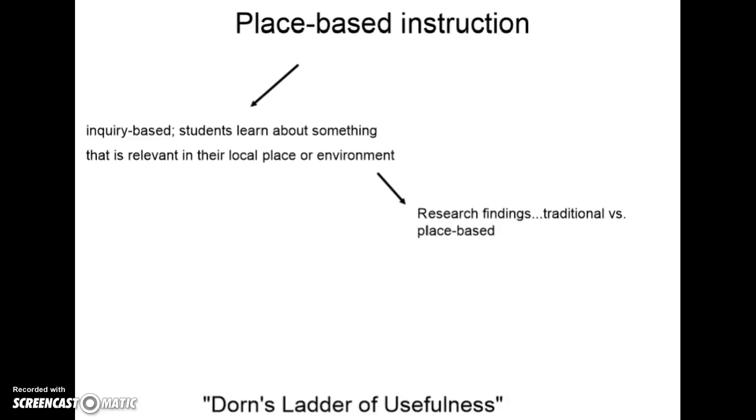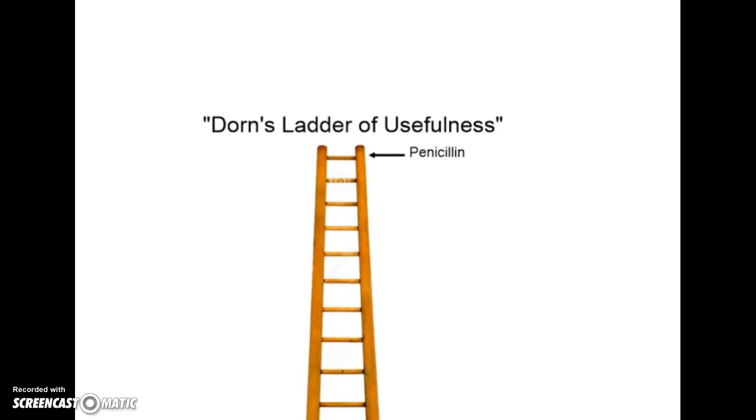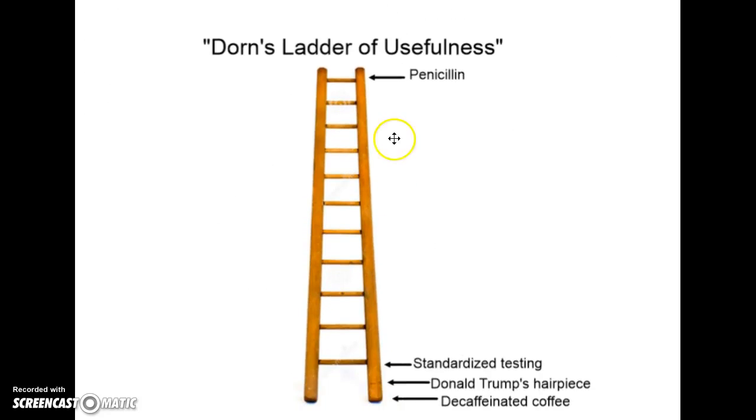And I've kind of summarized that here with my Doran's ladder of usefulness. If the top of the ladder represents things that are highly useful, such as penicillin, the bottom of the ladder represents things that are not very useful. So you can see standardized testing barely comes in above Donald Trump's hairpiece and decaf coffee. Those are my personal opinions.